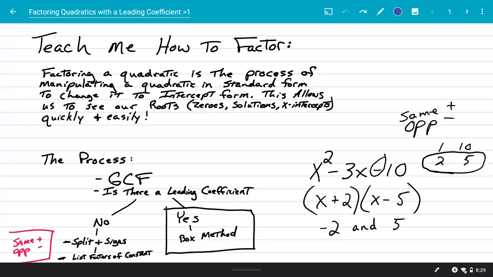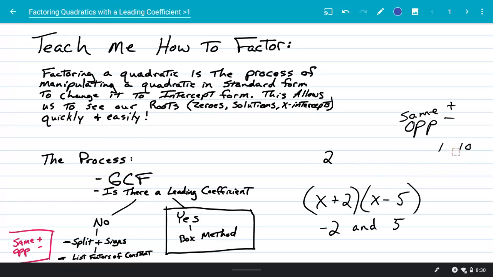What is another name for intercept form? Factored form. We are factoring quadratics. Why would we factor quadratics into intercept form? So we can see the roots, the zeros, the solutions, the x-intercepts quickly and easily, okay?